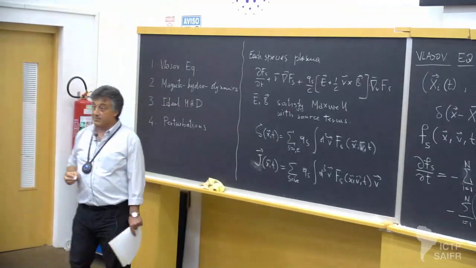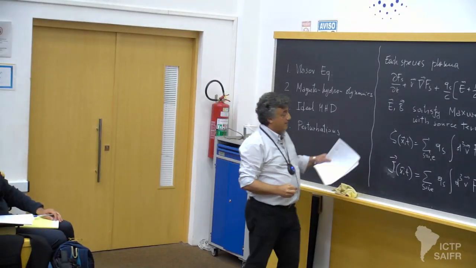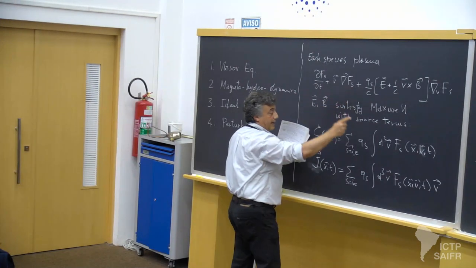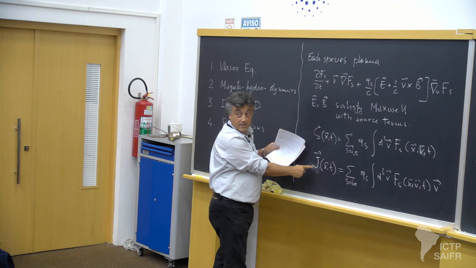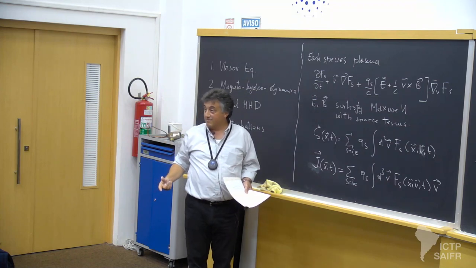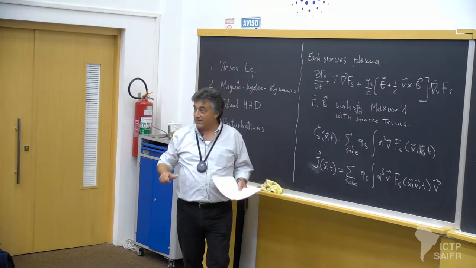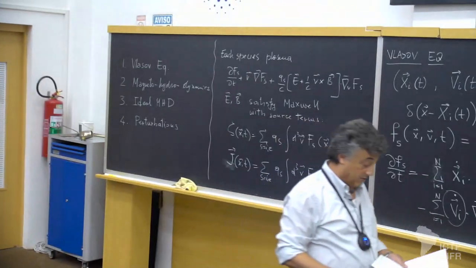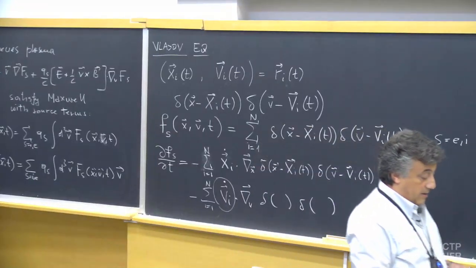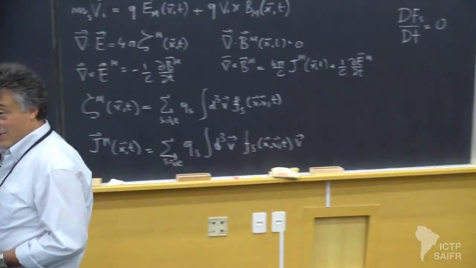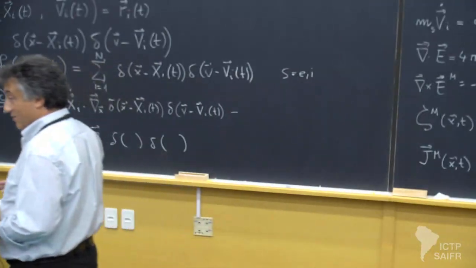Okay? So you see that the F that I'm trying to solve actually enters in the source terms that give me E and B. So the system, in a sense, is closed. How easy it is to solve it is a different business, but I have an equation that describes for me what is going on. Now, notice, please, the power of this result. It's not a trivial conclusion.